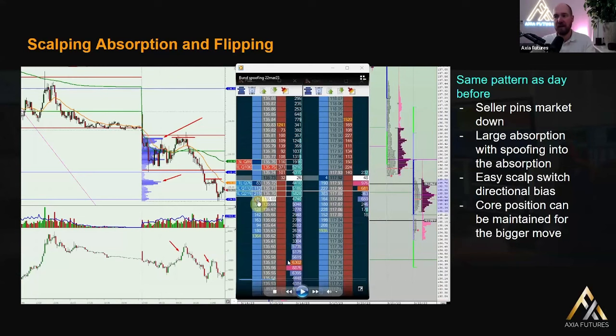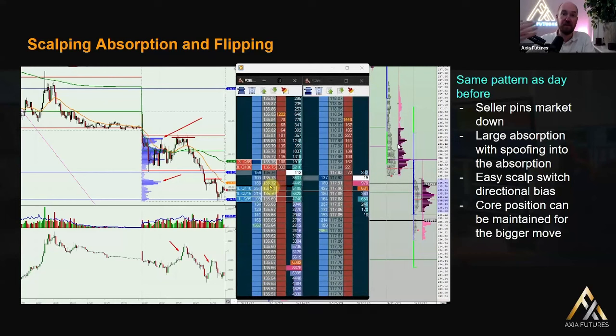Now, if you can see this pattern, you can then enter where they are, because what's been happening is each time the market moves up, they absorb, but also they're trying to push people to buy into that price. Now, as that happens, you can join that, you can sell with that.